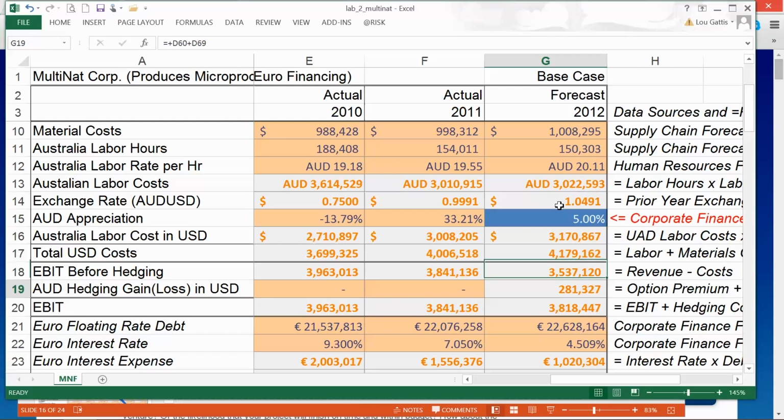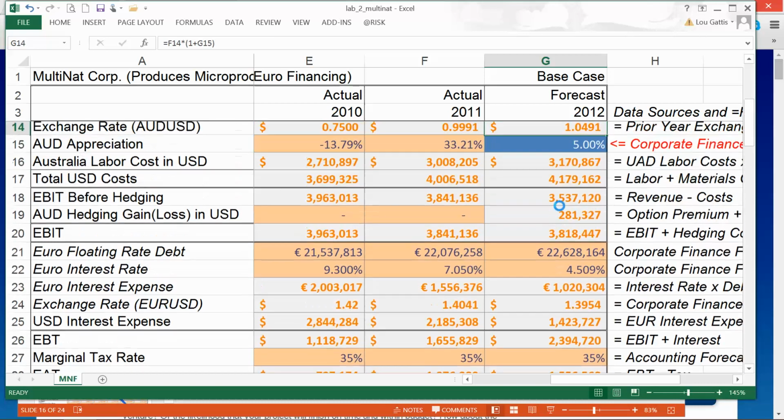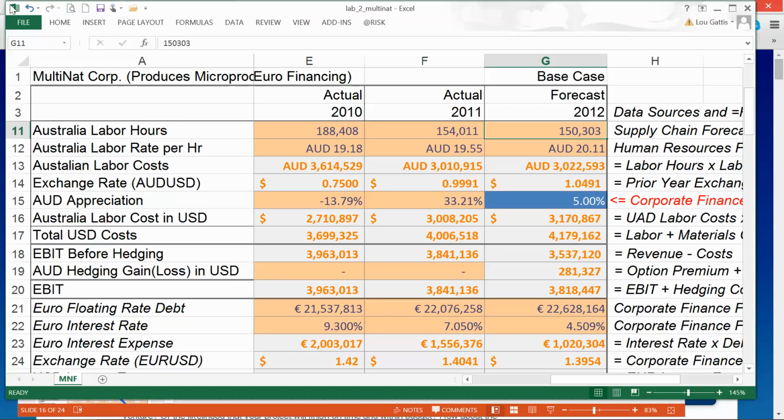My cost went way up. However, I also have a $281,000 gain in my forward contract. I'm going to get 703. So that's what's going on with the simulation. I'm going to hit undo.